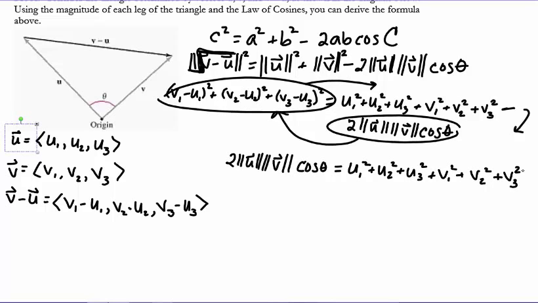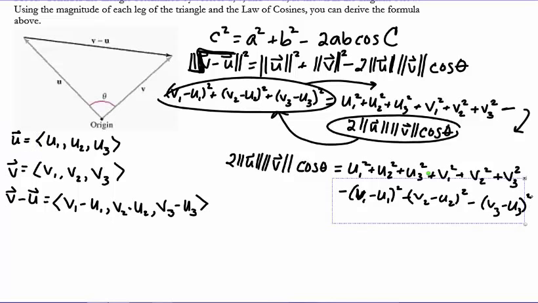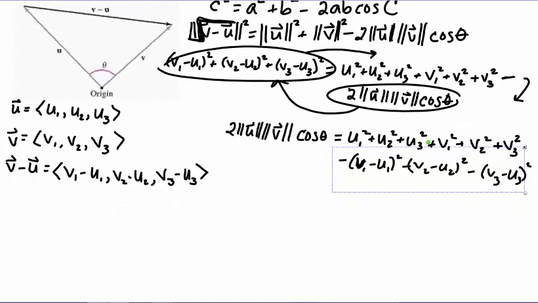I know you're loving this. So I had all of this, and then I moved this left side over to the right, so I'm really subtracting all of that stuff now. So it's minus v1 minus u1 squared minus v2 minus u2 squared minus v3 minus u3 squared. Okay, I know you're loving this. I know you want to quit and say, when is she ever going to finish this? I promise it's coming.